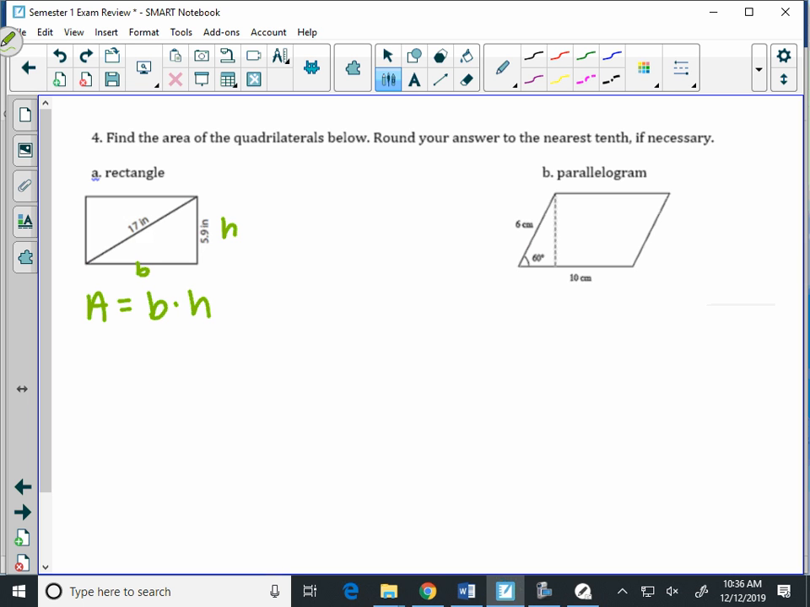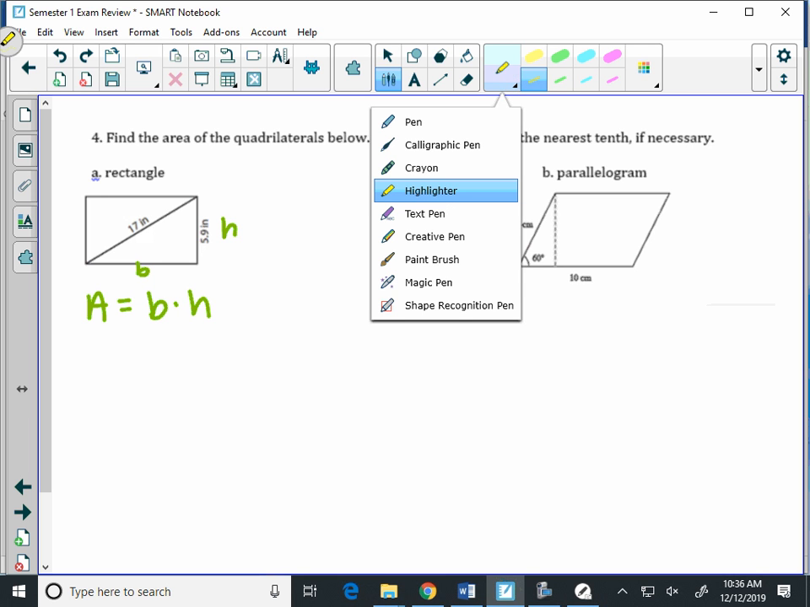Well, the problem is we don't know our base. They didn't give that to us. They gave us our height. We know our height is 5.9. We just don't know what our base is. But there's a way we can find it. I notice here they drew in this diagonal for us and they told us our diagonal was 17. I know this is a rectangle, so I know all four angles are right angles.